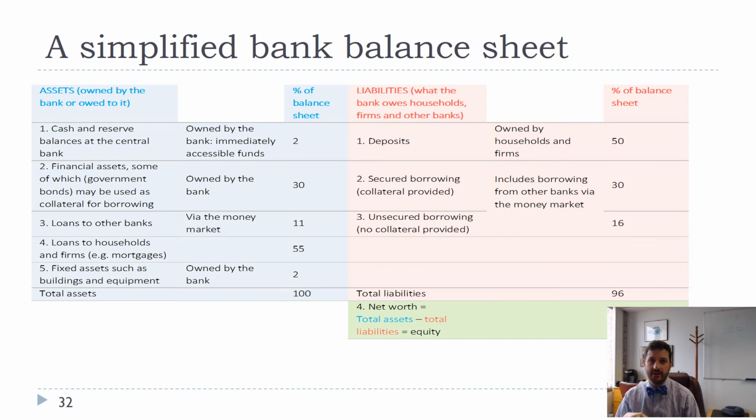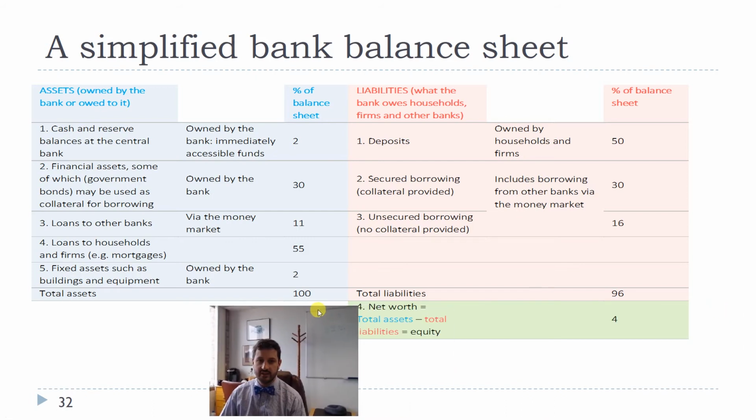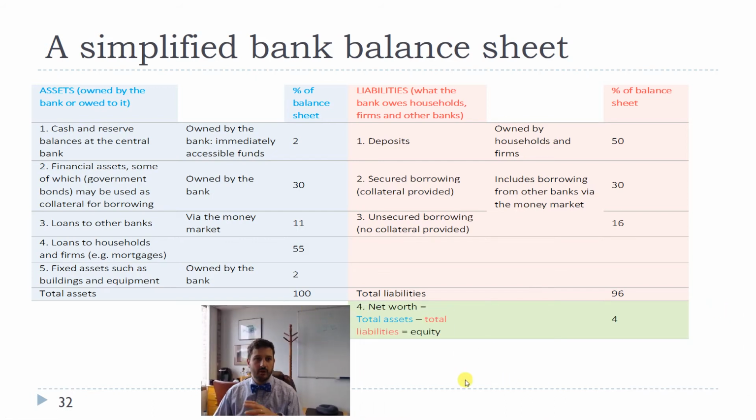So we can look at a simplified bank's balance sheet. Here, let me move myself over so we can see the equity. Banks are going to have, on their asset side, some cash and reserves, right? So what's immediately available to pay out to depositors who want their money. They'll have some financial assets, things like government bonds, which they can use as collateral to borrow. They'll have some loans to other banks. They'll have loans to households. And they'll have some fixed assets.